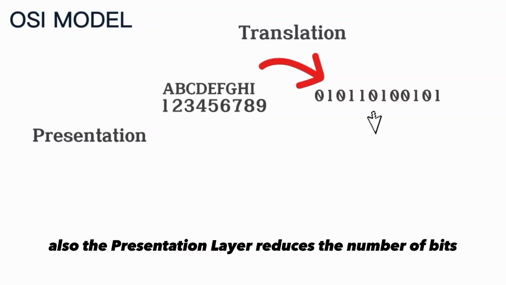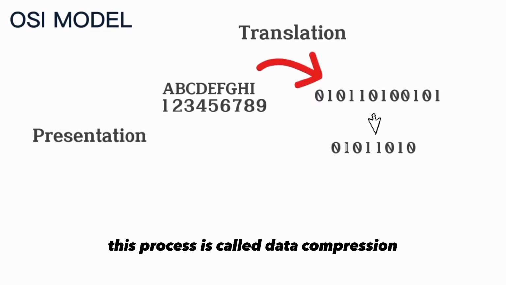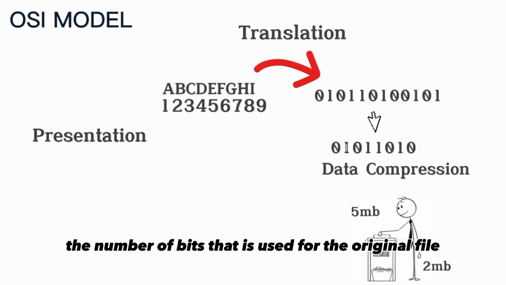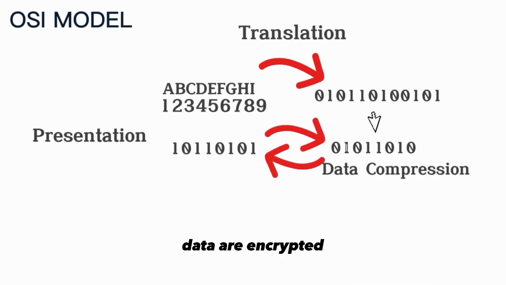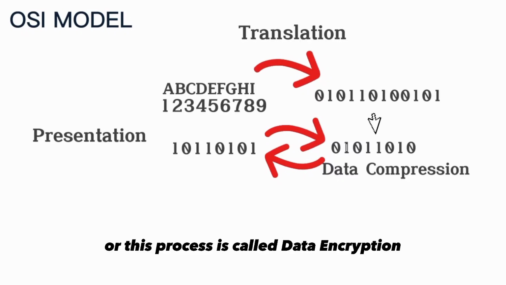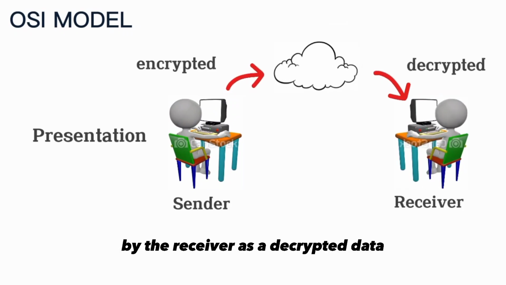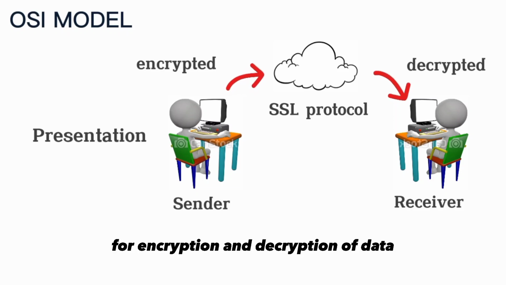Also, the presentation layer reduces the number of bits that represent the original data before being transmitted. This process is called data compression. This data compression lessens the number of bits used for the original file, and as the file is compressed, its sending time is also lessened. Before data transmission, data are encrypted. This process is called data encryption. The sender sends the encrypted data and it is received by the receiver as decrypted data. SSL or Secure Sockets Layer in the presentation layer is used for encryption and decryption of data.